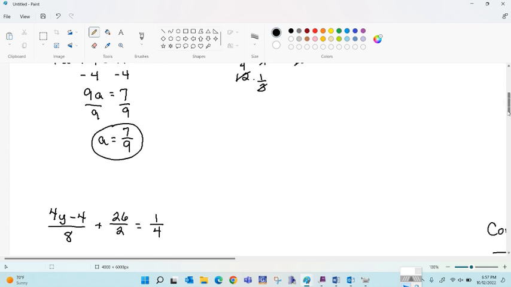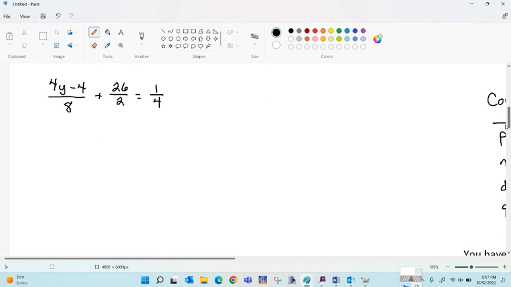Okay, we're going to keep on going. Make sure that you're writing all these things down. Okay, here we need to think, what is the smallest number that 8 and 2 and 4 all go into?